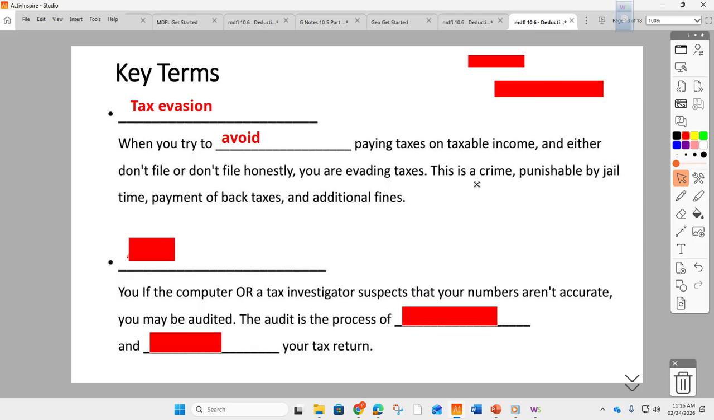Remember we talked about garnishments, where those things are taken out of your paycheck that you don't get to decide on, the federal government does. It's usually from some legal action. An audit.